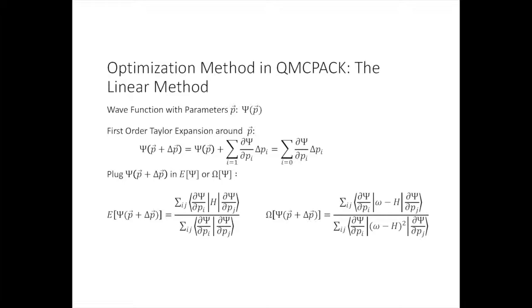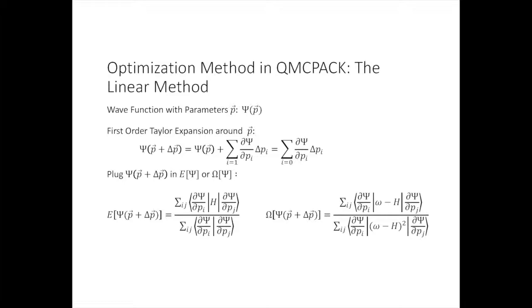So in summary, one step of the linear method has four substeps. The first step is that you build the H tilde, the Hamiltonian, and S tilde, the overlap matrices. The second step is you solve the generalized eigenvalue problem to get the parameter change. The third step is to update the wave function. And the last step is to check whether you have converged, whether in terms of energy or the excited target function value. Once you have converged through some threshold, then you're done. If you're not converged, then you go back to step one to rebuild the H tilde and S tilde matrices using the updated wave function.